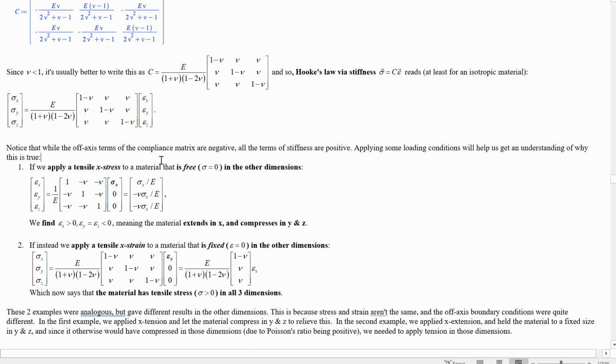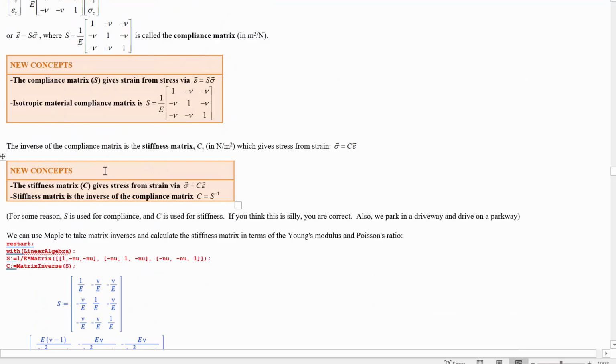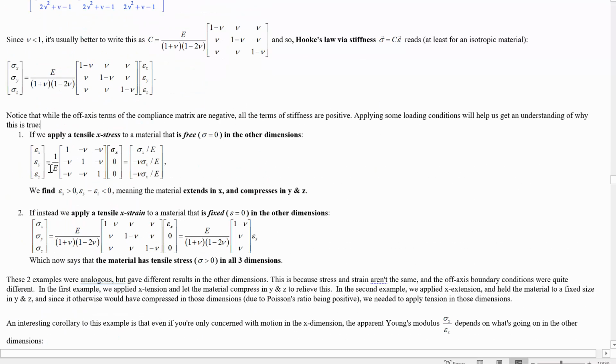The off-axis terms of the compliance matrix, which was this one from earlier up here, are all negative, right? But the off-axis terms of the stiffness matrix are all positive. Why? That seems a little bit weird. Can we think through what this means and why it might be the case by applying some loading conditions? Yes, we can. So let's try that out.